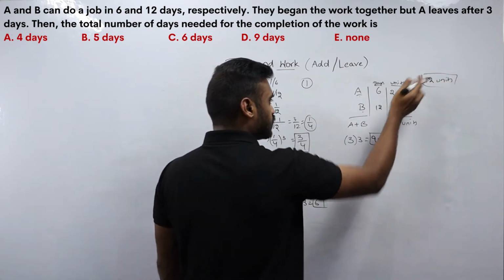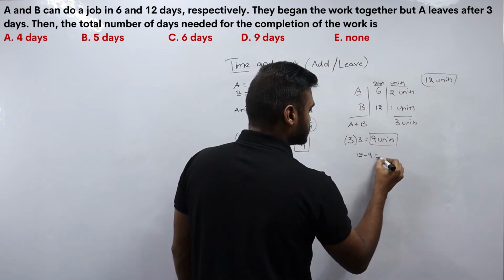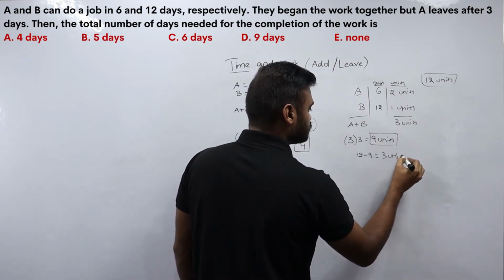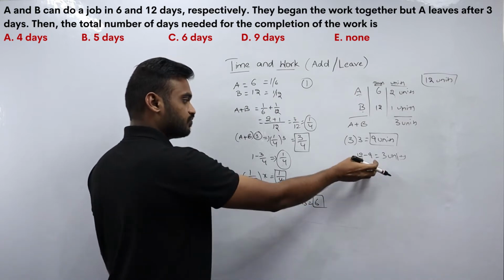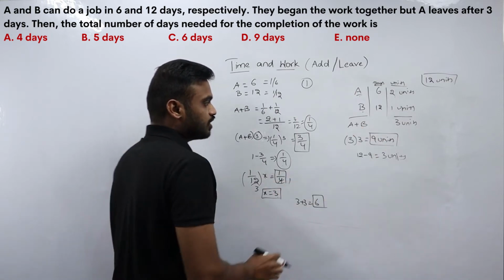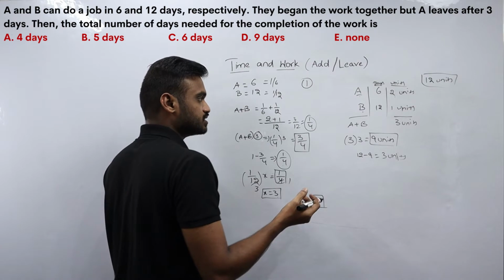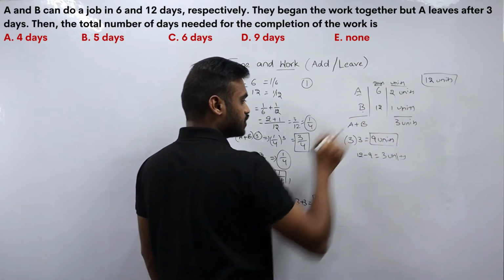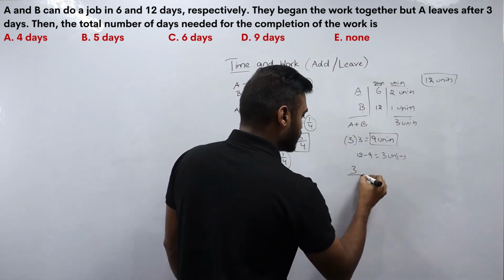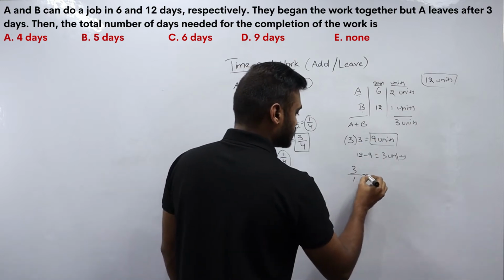Now what is the work that is left over? 12 minus 9, that is 3 units of work left over. Now the remaining work needs to be completed by B alone. What is the efficiency of B, or what is the work done by B in a single day? That is 1 unit. So to complete these 3 units, B is taking 3 by 1, that is 3 days.